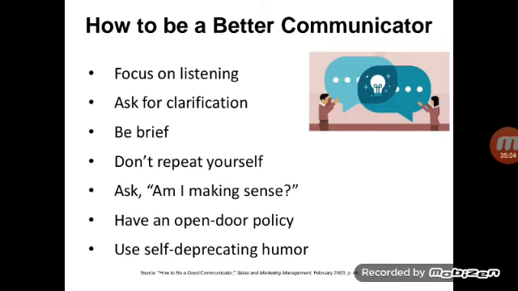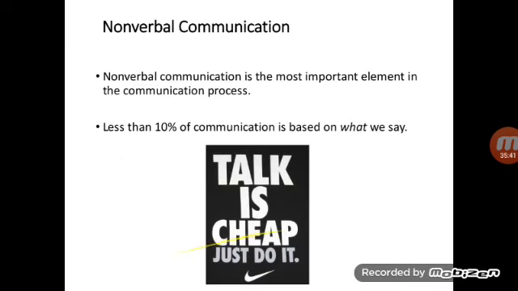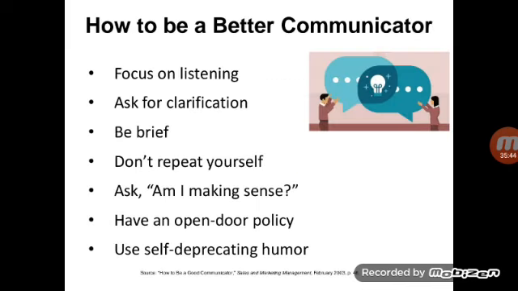How to be a better communicator? Of course, focus on listening, ask for clarification, be brief, which means be short and straightforward. Do not talk a lot. Make sure you go straight to the point. Don't repeat yourself, don't again and again repeat the same information to your customer. F is for open door policy, which means be open, be transparent, don't get offended when your customer condemns you or your product. And use self-deprecating humor. Humor, do some jokes and all that.